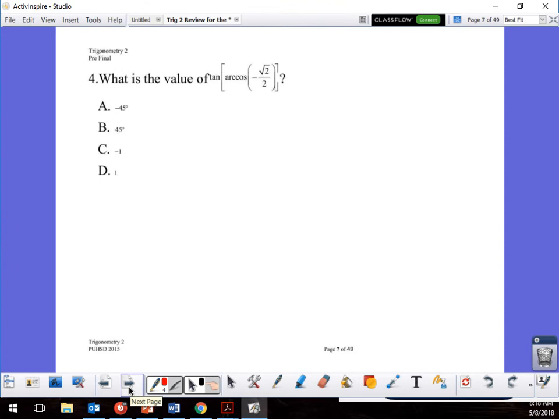Same with this. What is the value of arc cosine, sorry, of negative root 2 over 2? -1? Do you guys agree? Yeah. Is everyone following? Everyone got it? Let me know if I'm going too fast on this.